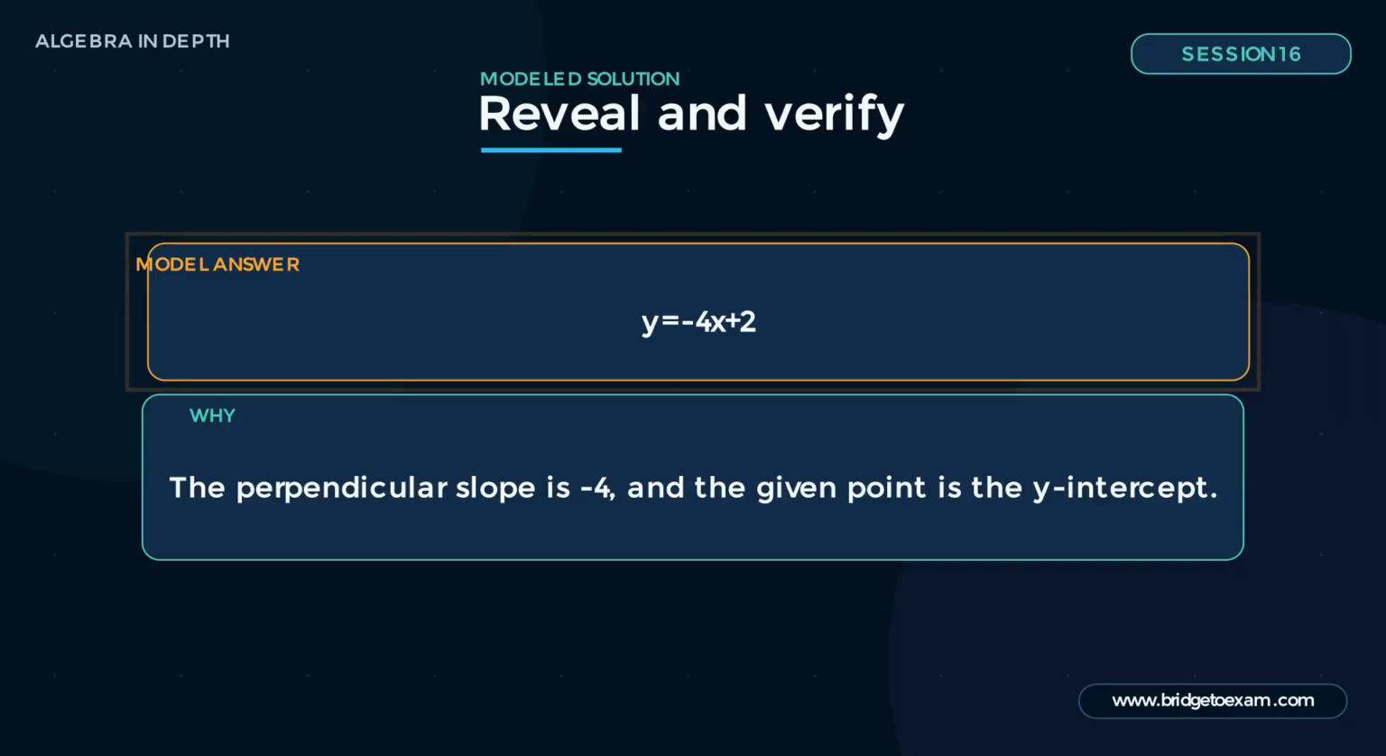Here is the modeled solution. The answer is y equals -4x + 2. The perpendicular slope is -4, and the given point is the y-intercept. Verify it against the exact wording before moving on.